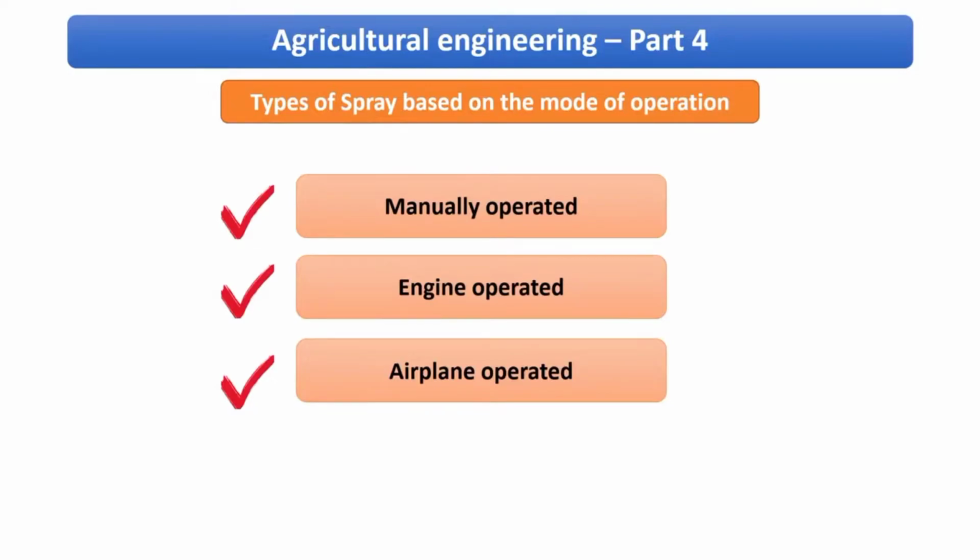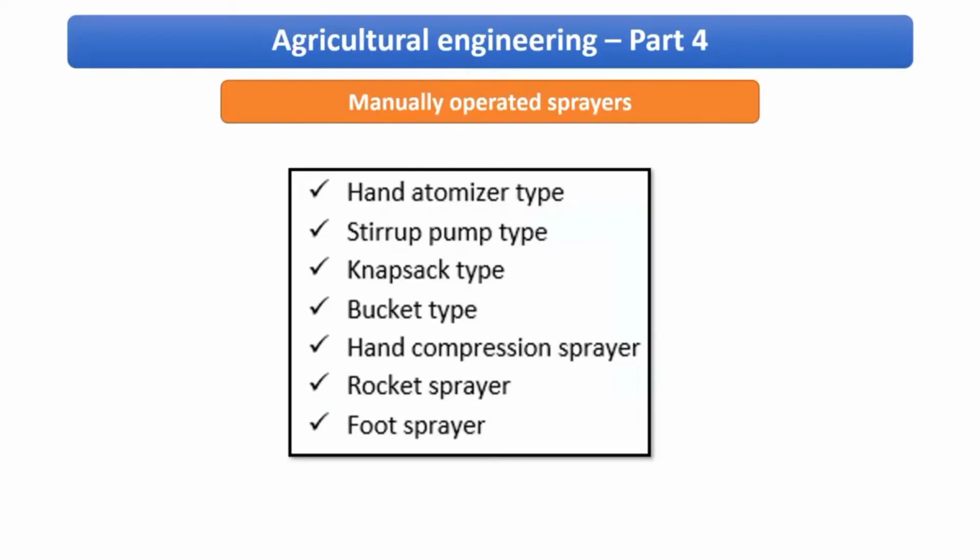Next, we saw the classification based on volume. Now the classification here is based on the mode of operation. Okay, so it can either be manually operated, engine operated or airplane operated. So when you talk about manually operated sprayers, you can have a look at the types here. You have hand atomizers type, you have stirrup pump type, there's knapsack, there's bucket, hand compression sprayer, rocket sprayer and foot sprayer. So you need to memorize the examples under each category.